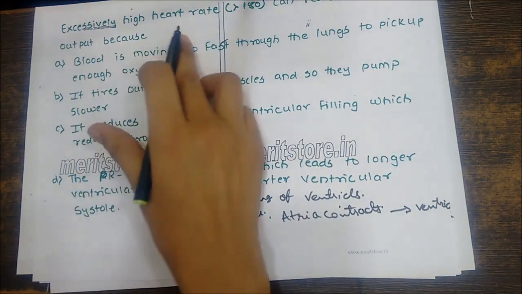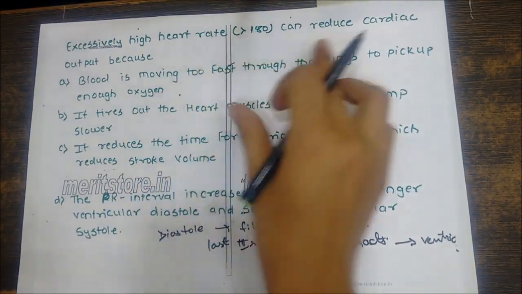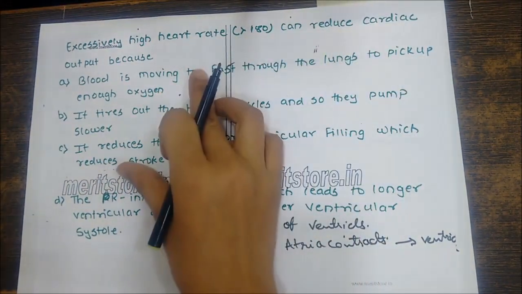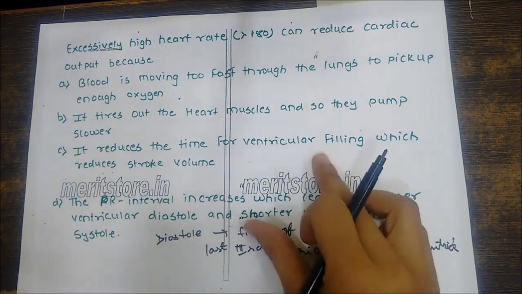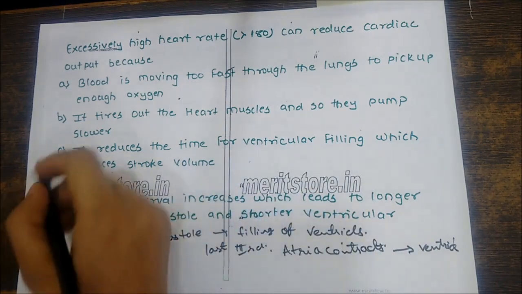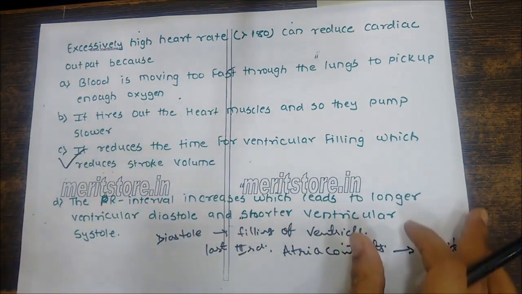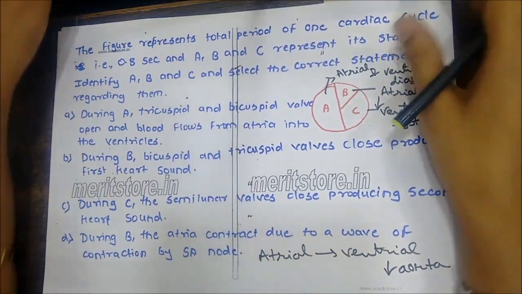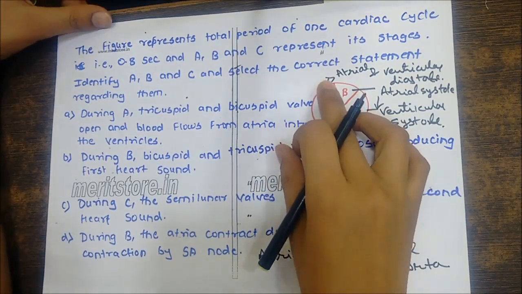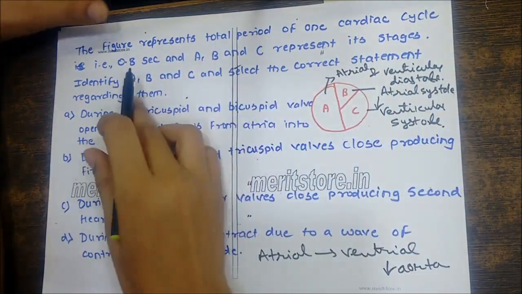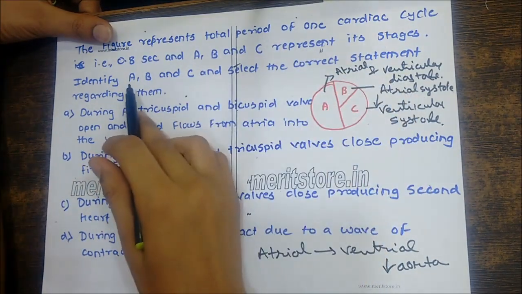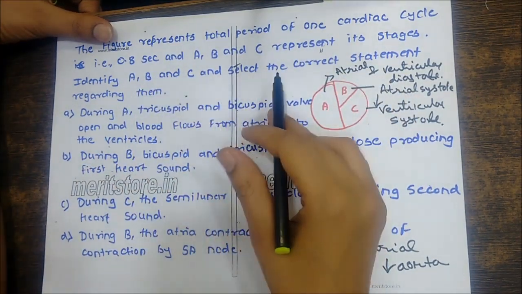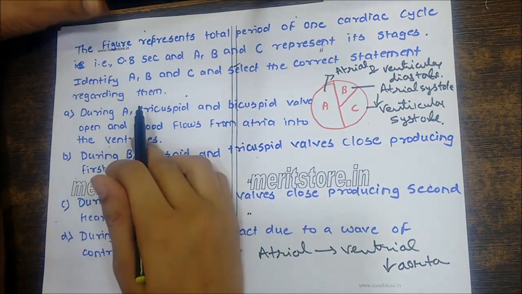So the excessive high heart rate can reduce cardiac output because it reduces the time for ventricular filling, which reduces stroke volume, that is C. The figure represents total period of one cardiac cycle, that is 0.8 second, and A, B and C represent its stages. Identify A, B and C and select the correct statement regarding them.